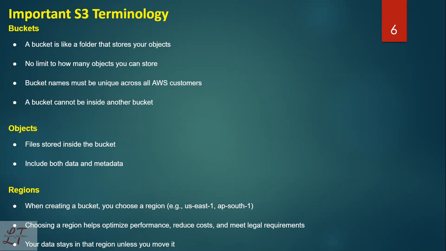Coming to region, when you're creating a bucket, you need to choose a region which is closer to your location. Why? Because it reduces latency, reduces cost, optimizes your performance, and there are certain standards you have to meet, like regulatory requirements. That's the reason why you need to choose a region closer to your location, and the data stays in that region unless you want to move it.